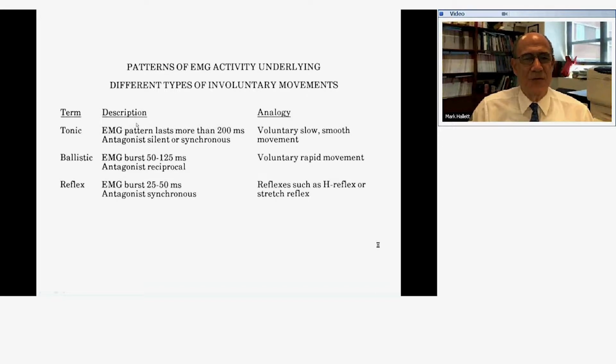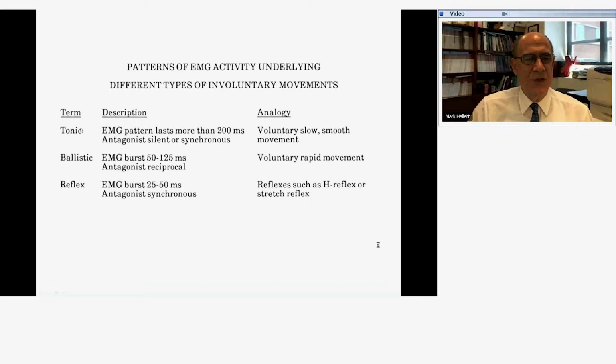I give a visual description of what these patterns look like. On the far left is a term that can be used, and on the right is some sort of analogy, but the critical EMG patterns are what is in the middle here. So the first pattern is an EMG that lasts more than 200 milliseconds with the antagonist silent or synchronous.